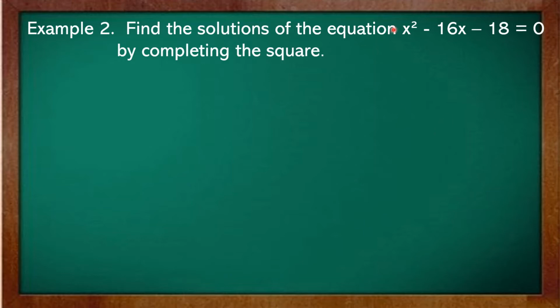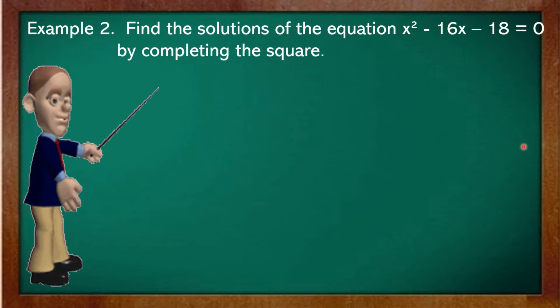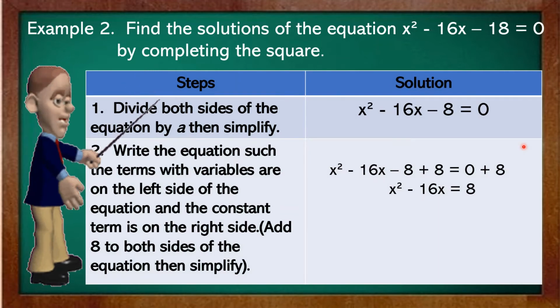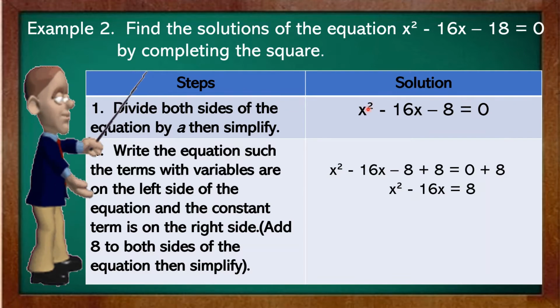So example number 2 is x squared minus 16x minus 8 equals 0. So let us follow the 7 steps on how to solve this. Step number 1. Divide both sides of the equation by a, then simplify. Our equation is x squared minus 16x minus 8 equals 0. The coefficient of our first term is only 1, so no need to divide. Let's proceed to step number 2.